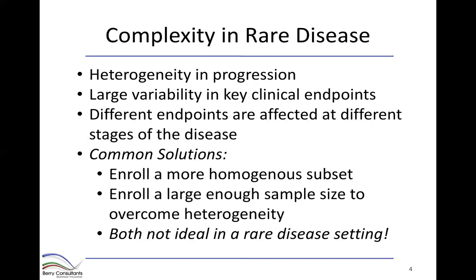The first would be making a rare population even more rare by requiring just a very small subset of the patients. And the second, the sample sizes needed to overcome the heterogeneity may just not be feasible in terms of the number of subjects that even exist or that we know of.